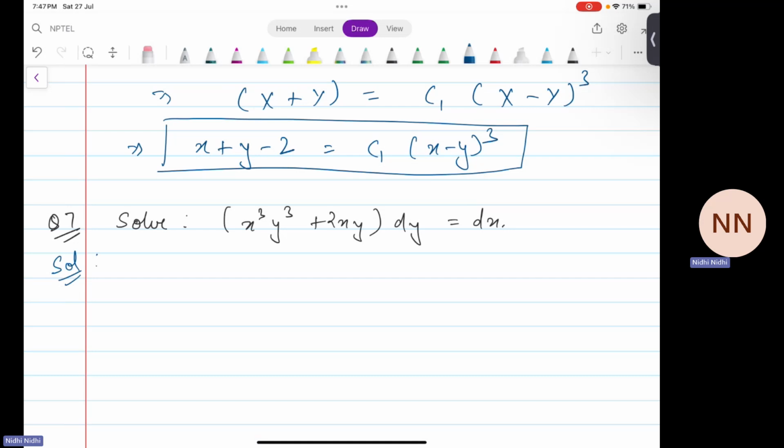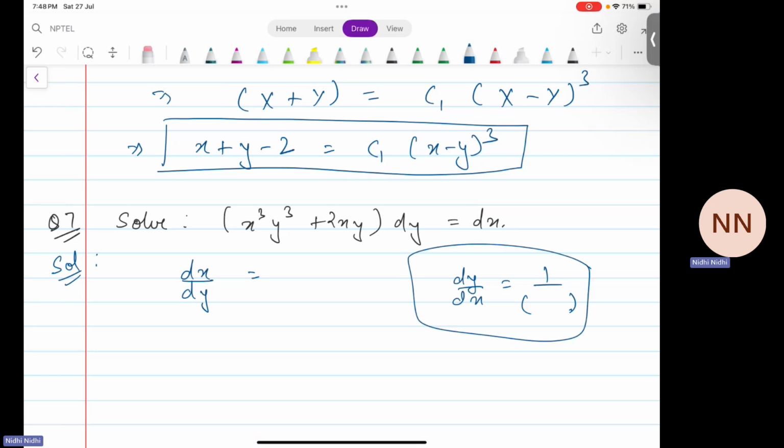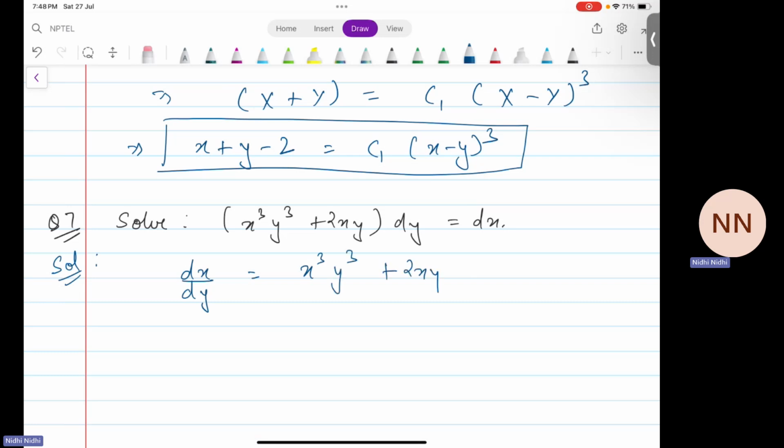Solution. Firstly, let us see how our dx by dy looks. This time we'll be looking for dx by dy, because if we see that dy by dx would be 1 upon something, that is not a good type of condition. We would like to work on the numerator only. So we'll take dx by dy. Dx by dy is x cubed y cubed plus 2xy.